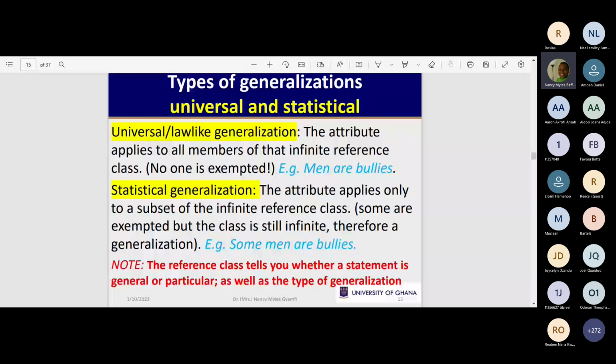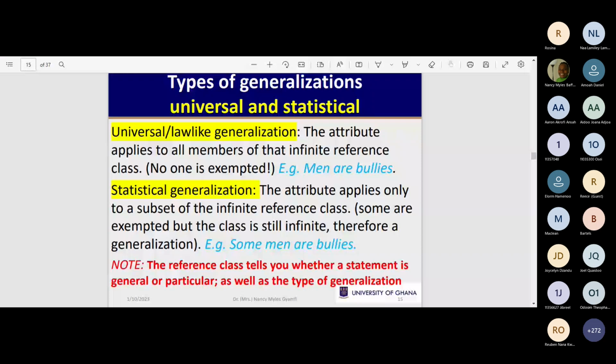Therefore, the note on reference class says this: whether you want to know if a statement is particular or general, or even within a general set, whether it is a statistical one or a law-like one, it all rests on the reference class, whether it is countable or uncountable, finite or infinite, specific or not specific. Reference class.